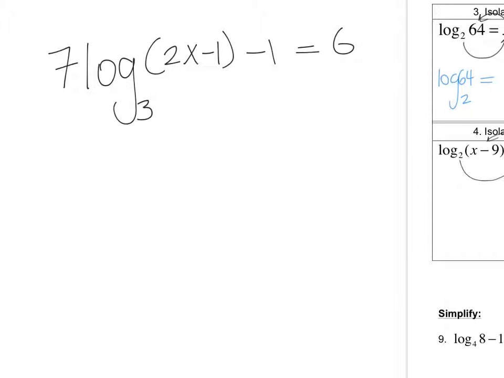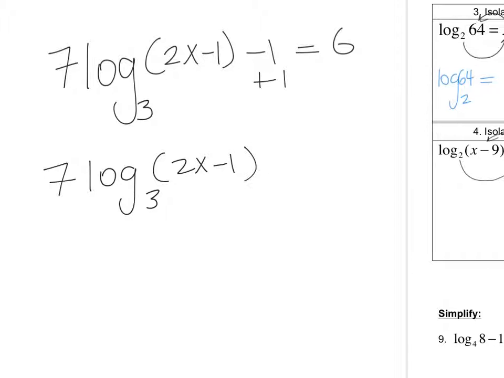The problem is 7 log base 3 of 2x minus 1, minus 1, equals 6. Now, remember, my first step is always to isolate the log. So there you go, this is the log. I need to move the negative 1 to the other side by adding it. So 7 log base 3 of 2x minus 1. This cancels out. And remember, I have to add 1 to the other side. And 6 plus 1 is a 7.